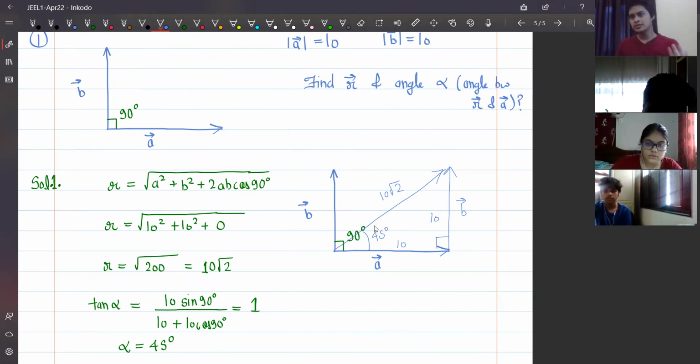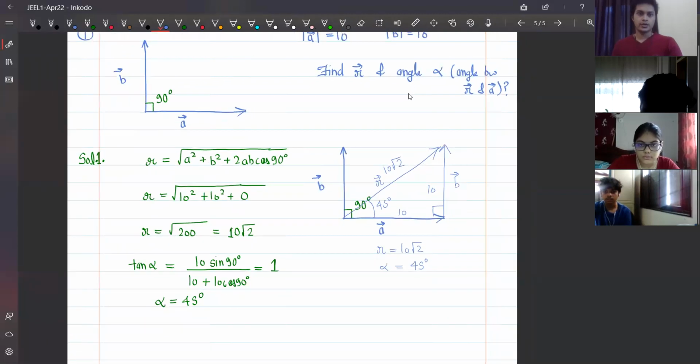So solving them is just like some geometry and Pythagoras theorem and some trigonometry. But what we are doing here is we are adding up two vectors. R vector is A vector plus B vector, like that. So you can do it directly also. Just draw the triangle and you can write R as 10 root 2 and alpha is 45 degree. All right. That is what has been asked in the question. Let us do another question.